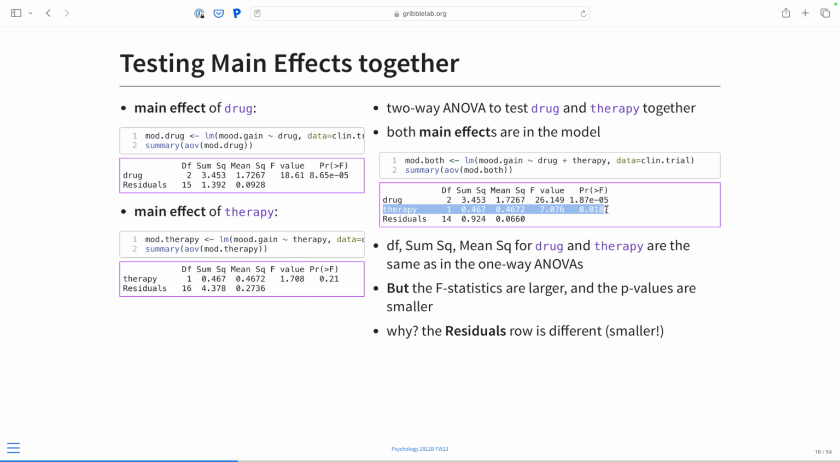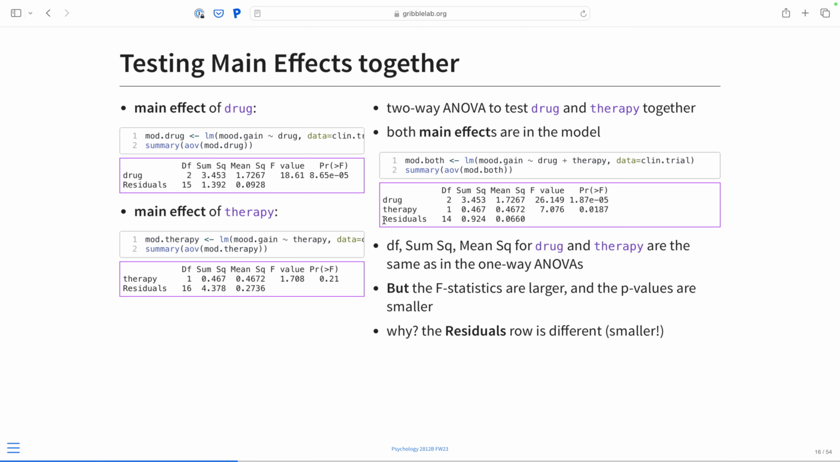The next row shows the main effect of therapy. And again, let's compare it to the model on the left where therapy was the only thing in there. The degrees of freedom is the same, the sum of squares is the same, and the mean squares is the same. The F value is different.